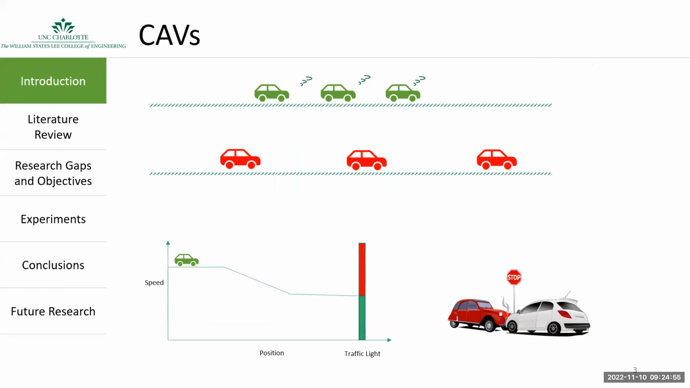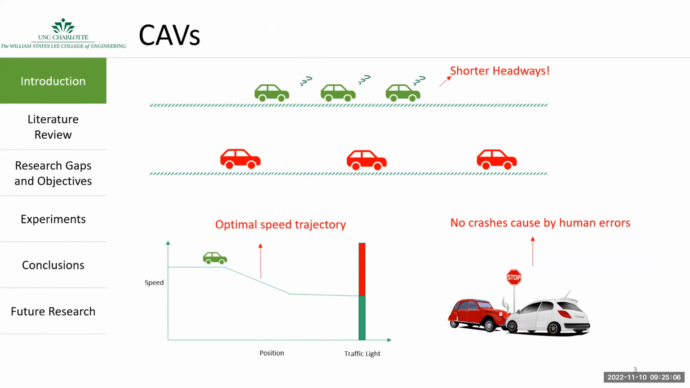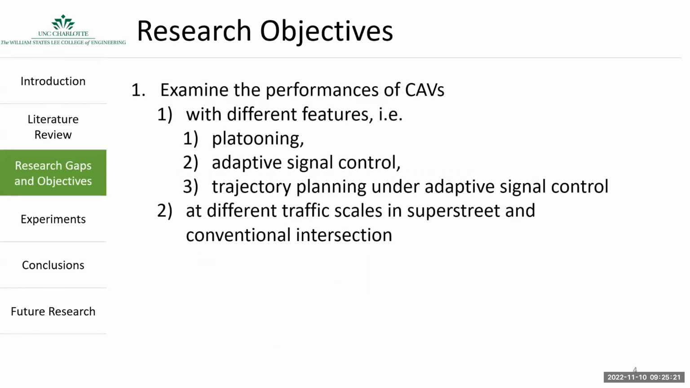And for CAVs, CAVs can improve safety and traffic efficiency and reduce pollution. These benefits often come from the shorter headways, optimal speed trajectories, and their accurate maneuvering of the vehicle. Then they can reduce the crashes caused by human errors.